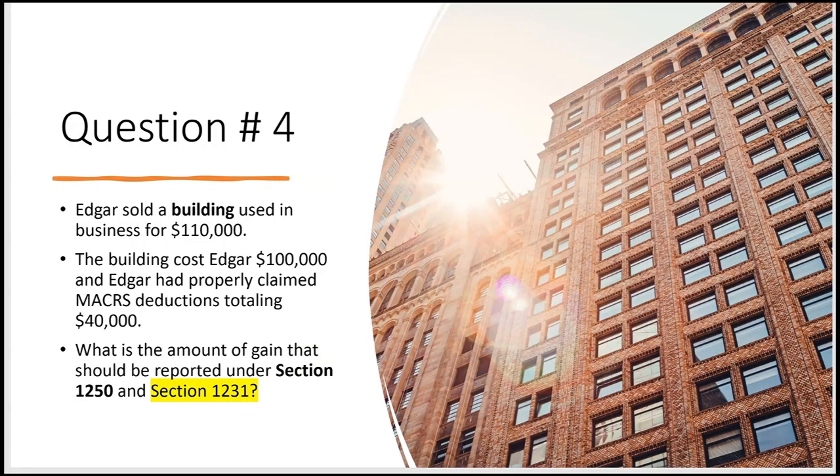Okay, now for a building. Now Edgar's going to sell a building used in business for $110,000. The building cost Edgar $100,000, and Edgar had properly claimed maker's deductions totaling $40,000. What's the amount of gain that should be reported under Section 1250 and Section 1231?